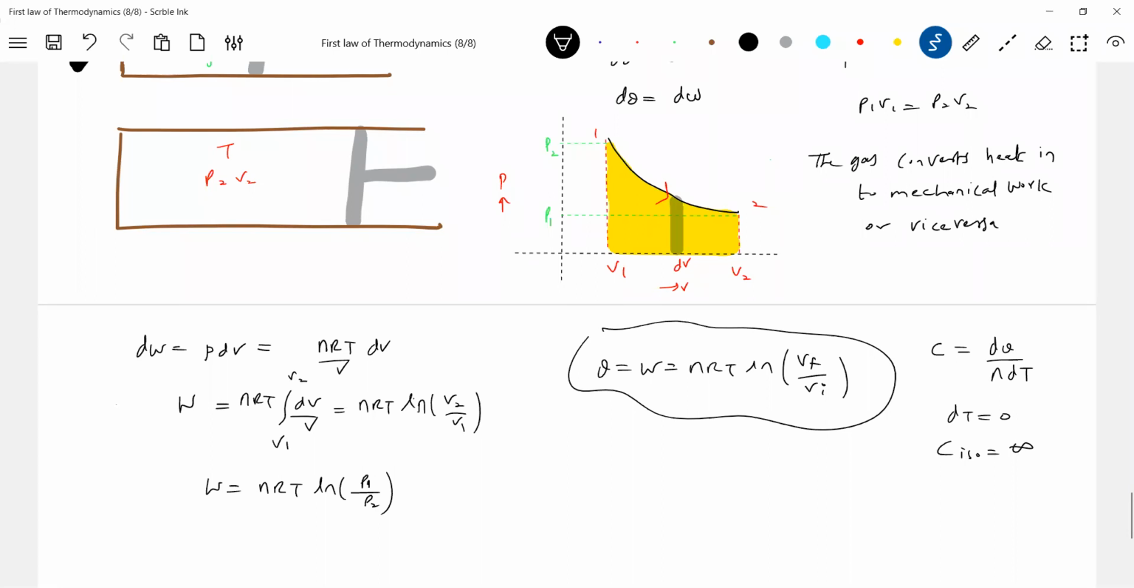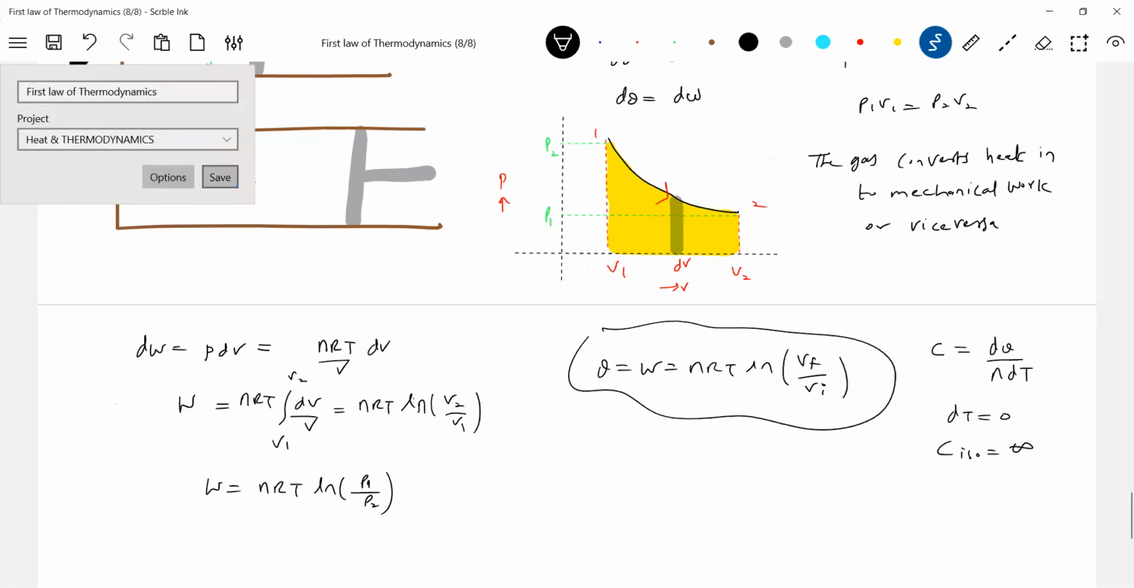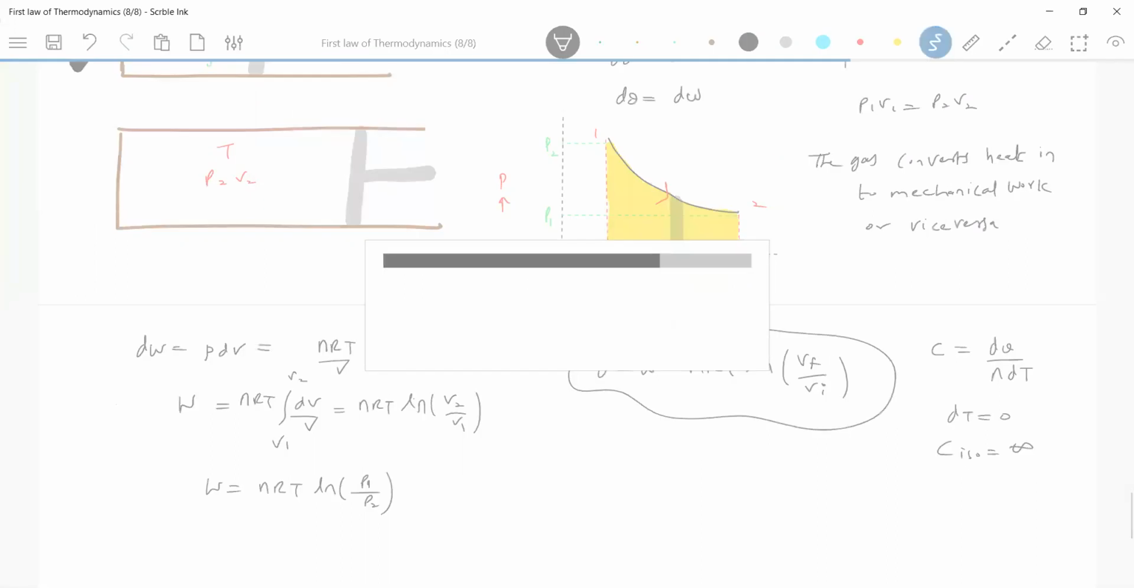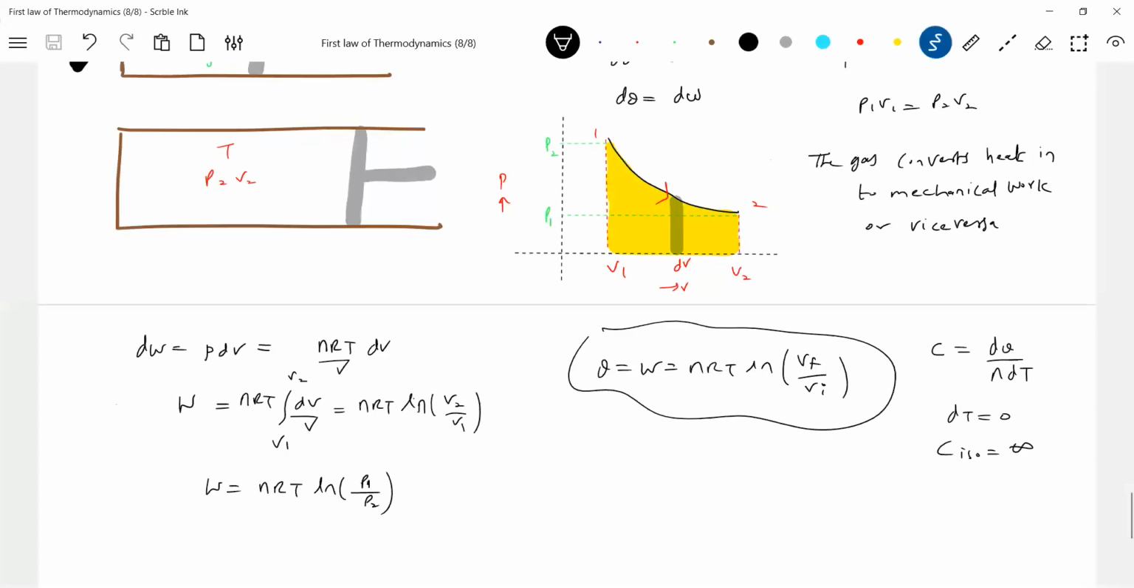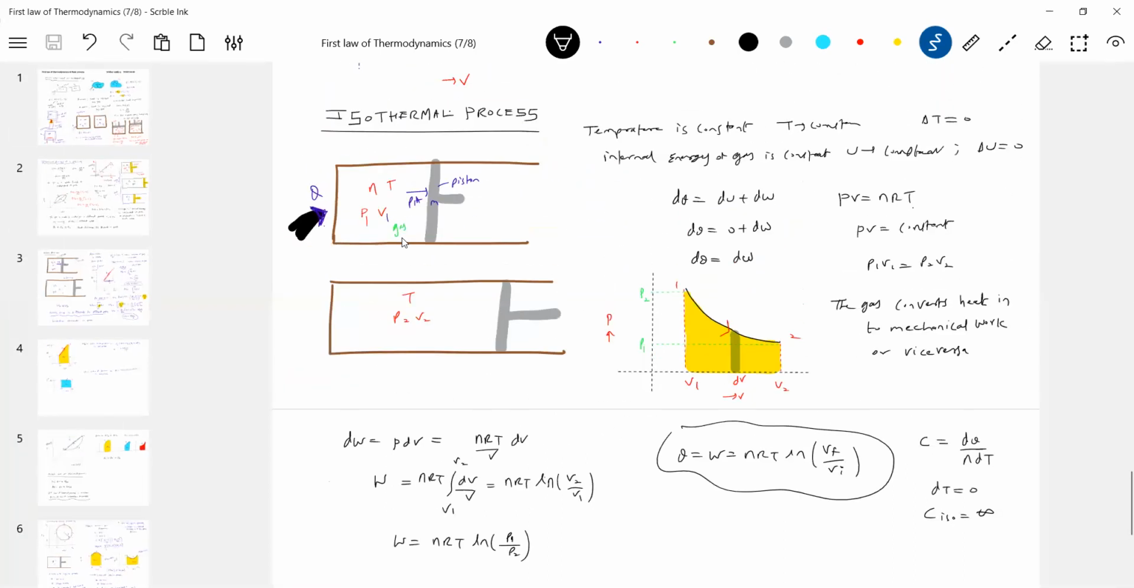Sir, which gas will undergo an isothermal process? Anybody? Which all gases will undergo an isothermal process? Anybody wants to give a reason? Which all gases will undergo an isothermal process?